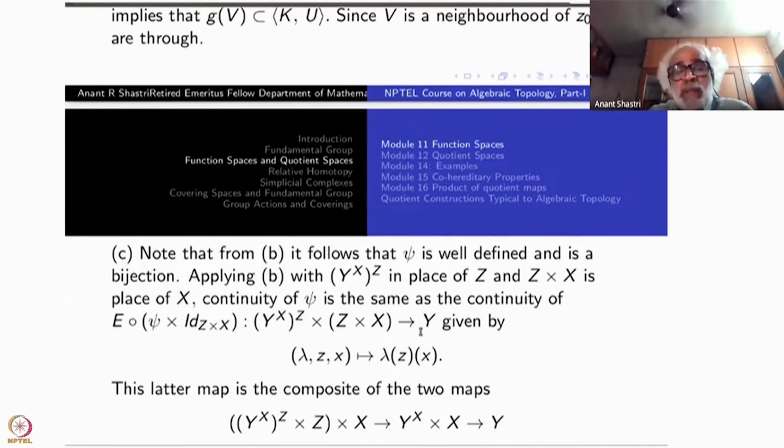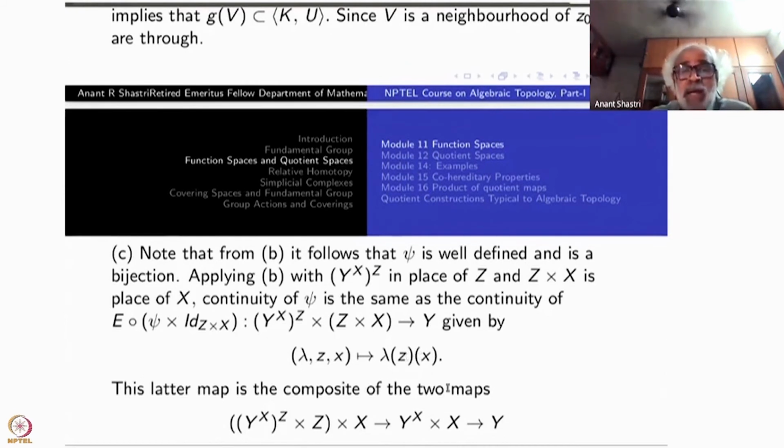So what is this map? This is some lambda from Z to Y power X. Z is a point of Z, X is a point of X. So lambda z and x: you take lambda z, it is a function from X to Y, and you can evaluate it on x. This is lambda z x. By B, it will follow that if this whole thing is continuous, then this is continuous. But why is this continuous? Continuity of this one is obvious because it is again from B.